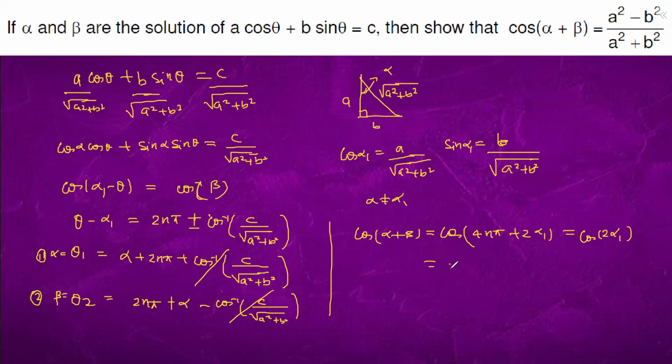So cos 2 alpha 1 is what? 2 cos square alpha 1 minus 1. So 2 into cos square alpha, which is A square upon A square plus B square, minus 1. So this is A square minus B square upon A square plus B square. This is the answer.